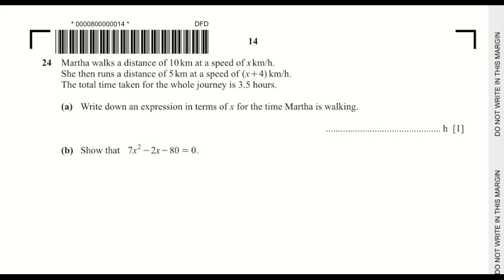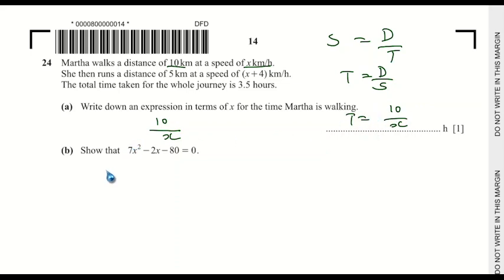For this one, she walks a total distance of 10 kilometers at a speed of x kilometers per hour. We know that speed equals distance over time, so time equals distance over speed. So it's going to be 10 over speed x, so you have 10 over x. That is the expression: t equals 10 over x.